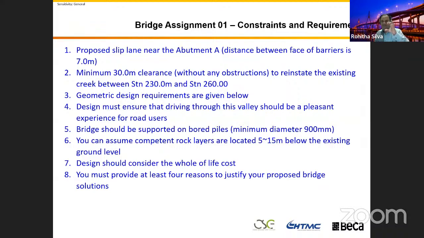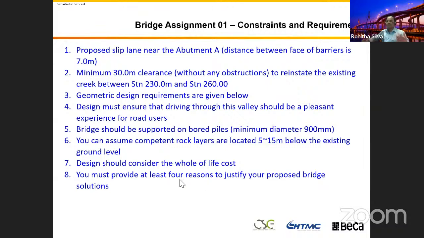This is not the price tag itself. Please remember, people's happiness, you can't put a price to that. Number 4, the design must ensure that driving through this valley should be a pleasant experience for road users. You need to ensure that, but with the optimum cost and the maximum benefit. That's the whole of life cost.